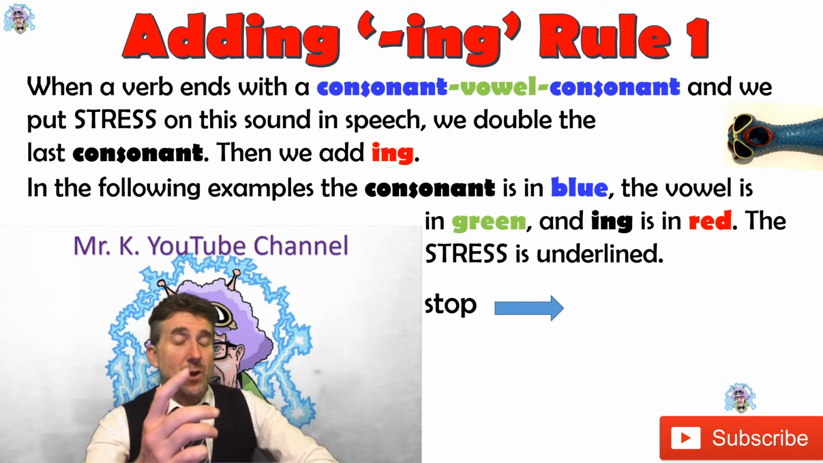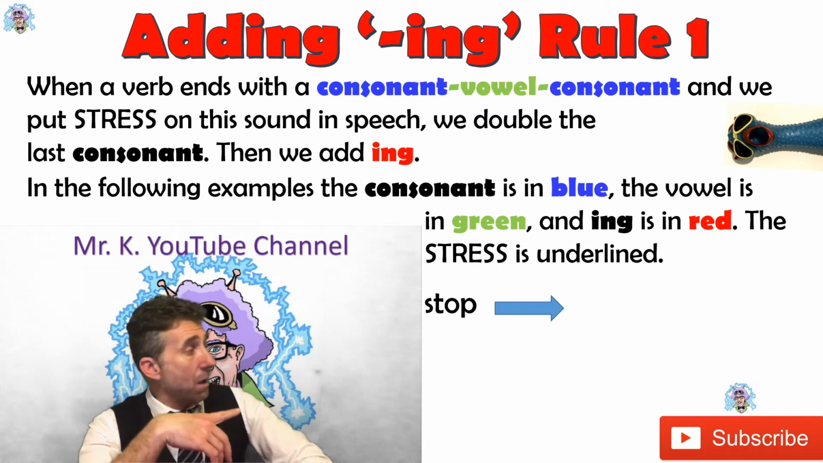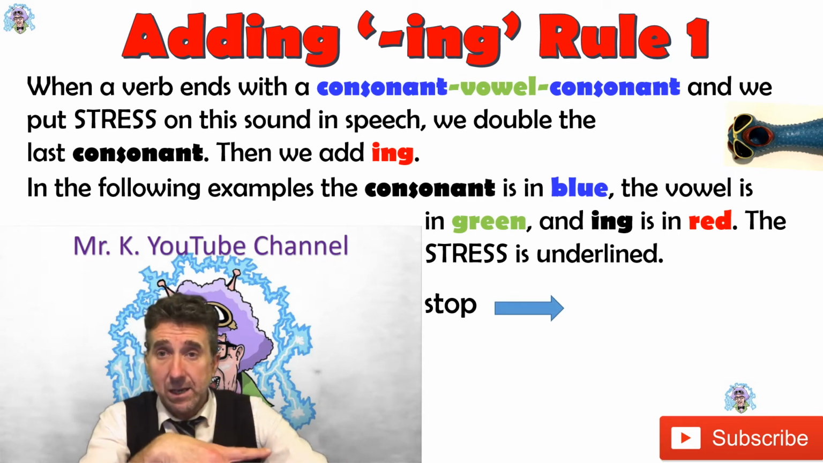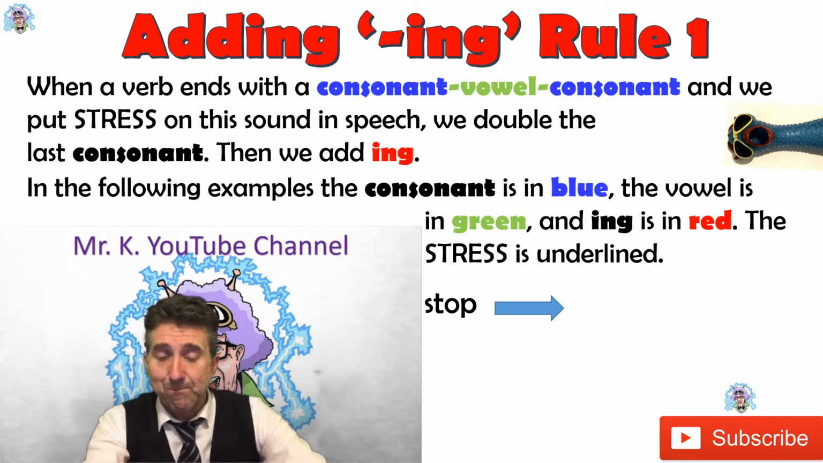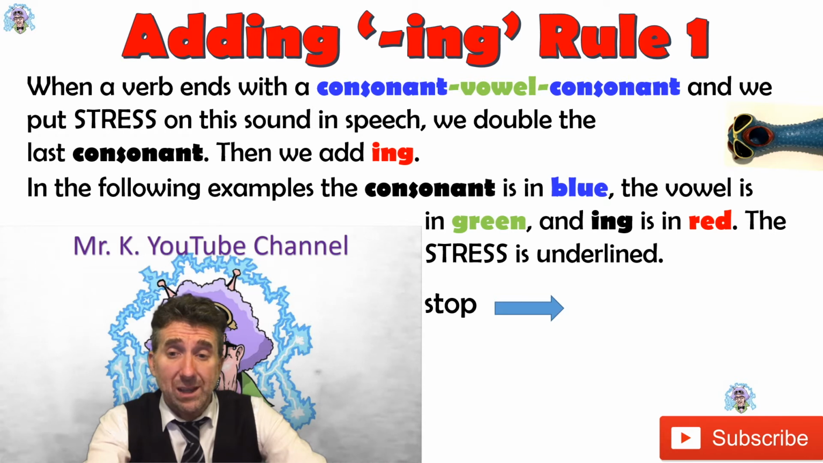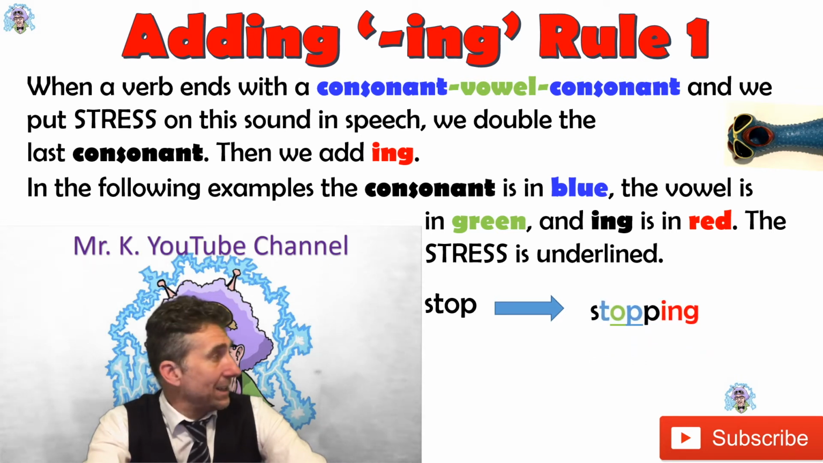Now, the first one I've got there is stop. Stop actually ends in a consonant, vowel, consonant combination. And so in that case, if we followed our rule, we would double the last consonant being the P. So we'll double that. So it'd be STOPP and then add the ing. And that's exactly what I've done there.